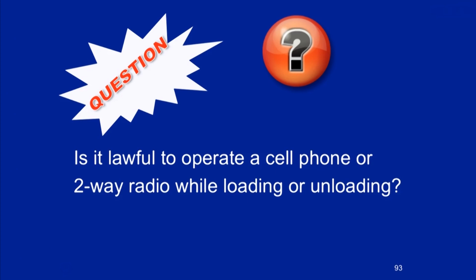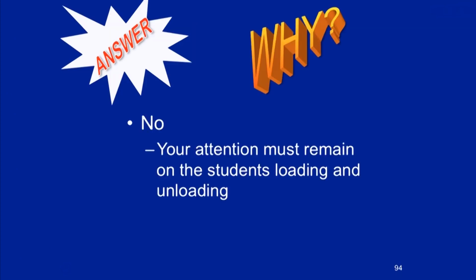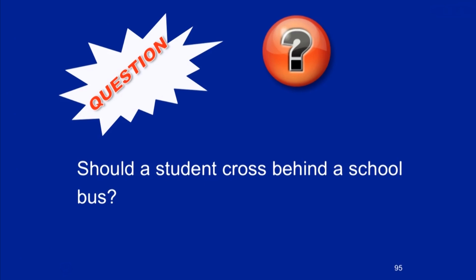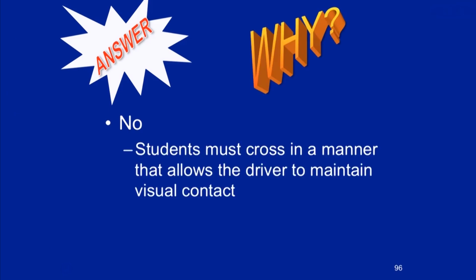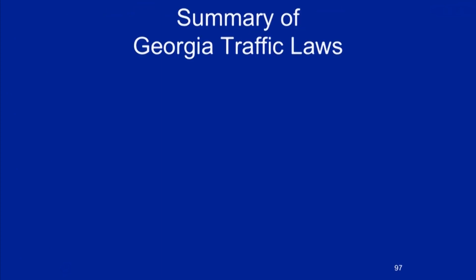Is it lawful to operate a cell phone or a two-way radio while loading or unloading? Absolutely not. Why? Because your attention must remain on the students loading and unloading. Should a student cross behind a school bus? Again, absolutely not. All students must cross to the front. Again, it is required by law. Students must cross in a manner that allows the driver to maintain visual contact.